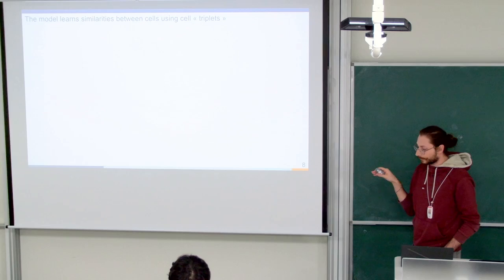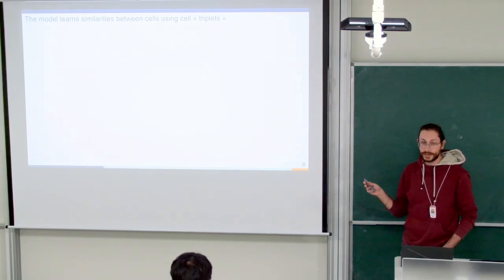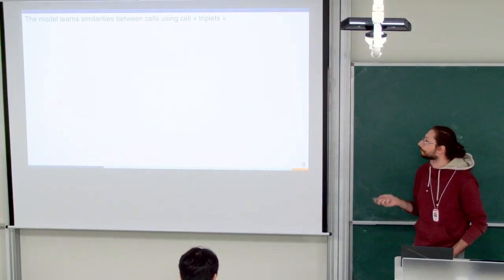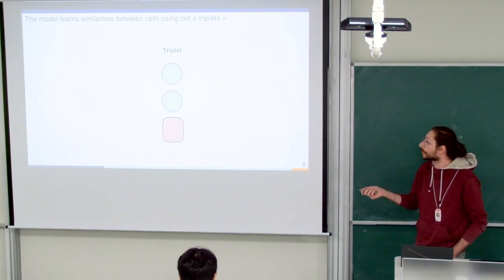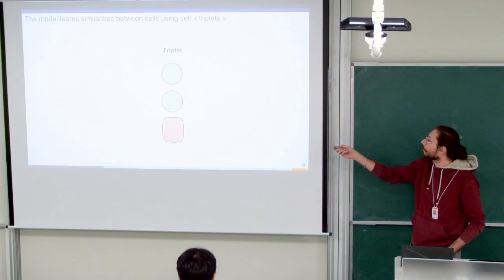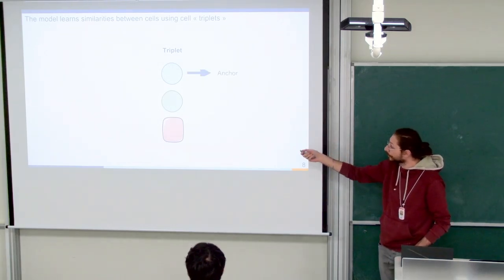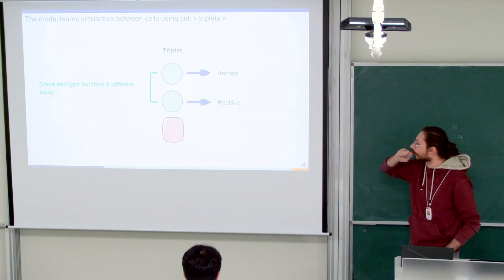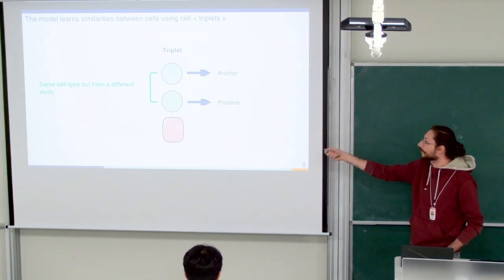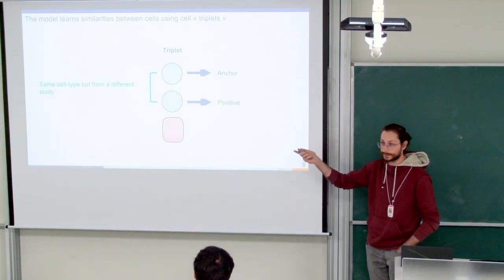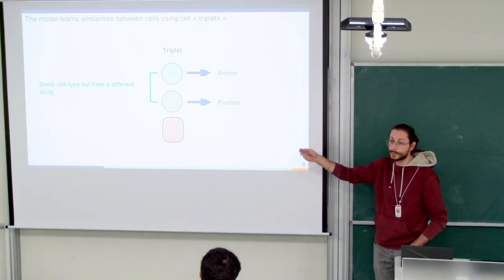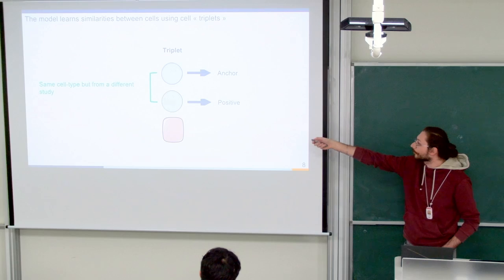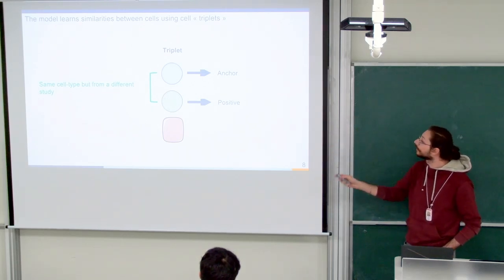So let's start first with the triplet loss, and let's define at the beginning what a triplet is. A triplet is composed of three different cells: one cell that we call an anchor, and two cells defined by their relationship with the anchor. We have a positive cell, which has the same cell type as our anchor but comes from a different study. These two cells are round, same cell type.